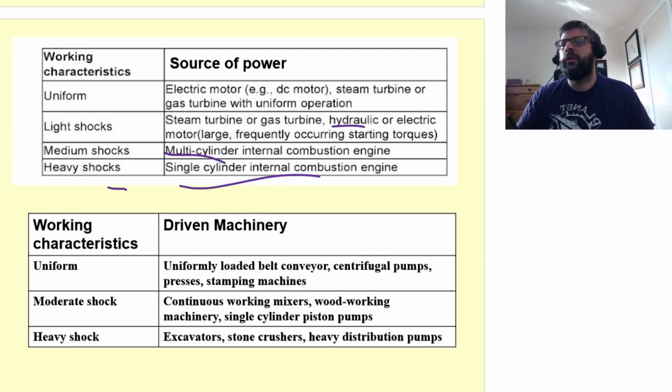But if we're going for the load that we're using, the driven machinery, a uniformly loaded conveyor belt would be considered uniform, as would centrifugal pumps, stamping machines, and so forth. Moderate shock would be woodworking machinery, mixers. Heavy shock: stone crushers, excavators, heavy distribution pumps. I don't know, do you have any gears in a jackhammer? That would be a good example of a heavy shock.